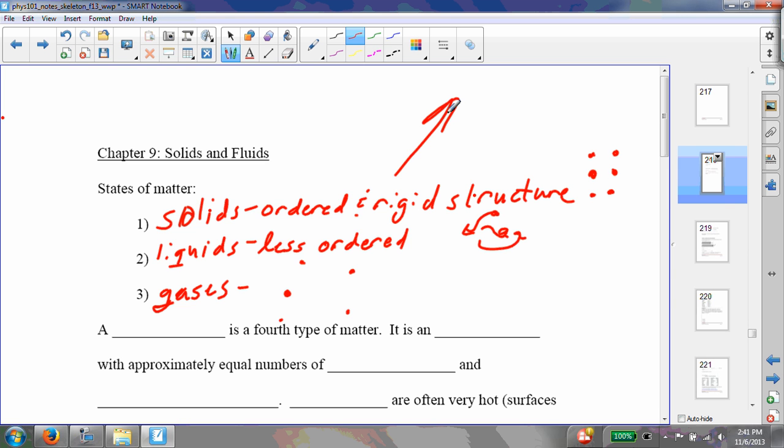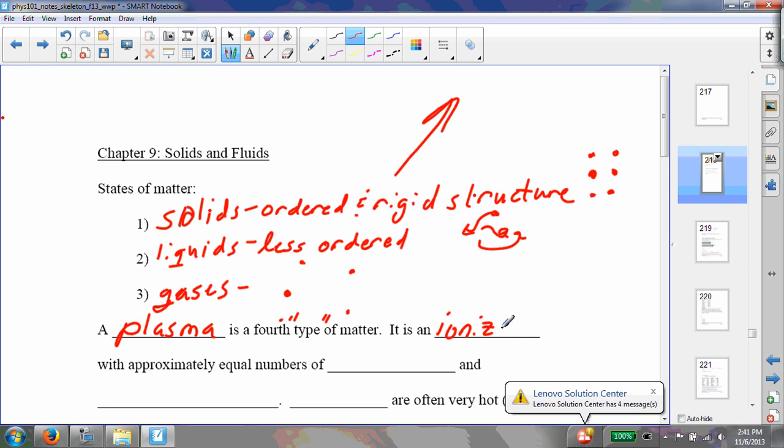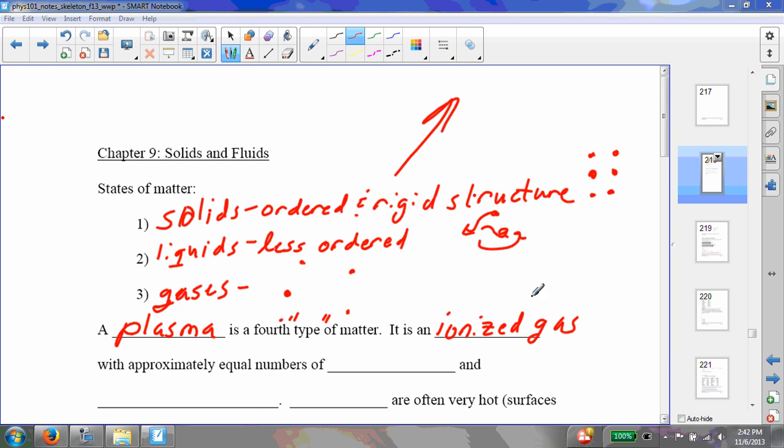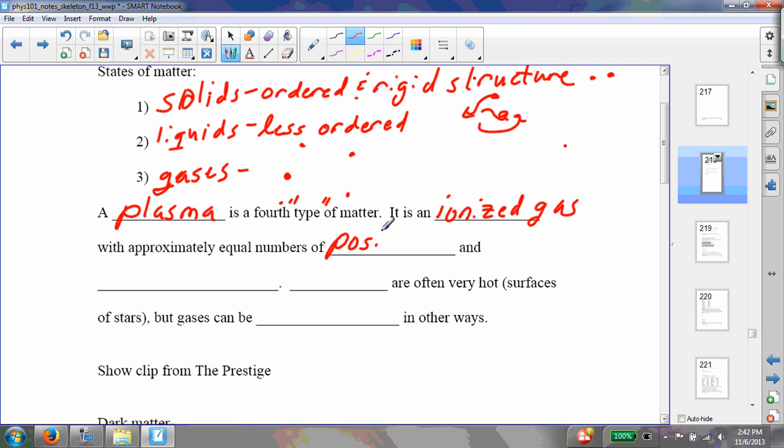Now, there is a fourth type of matter, let's put that in parentheses. A plasma is a fourth type of matter, and it is an ionized gas with approximately equal numbers of positive and negative charges. So it's a completely ionized gas where all the electrons have been stripped away from the nuclei. These can occur in a couple different ways. Plasmas are usually on very hot objects, so hot that it provides enough energy to strip those electrons away from the atoms. For example, on the surfaces of stars.